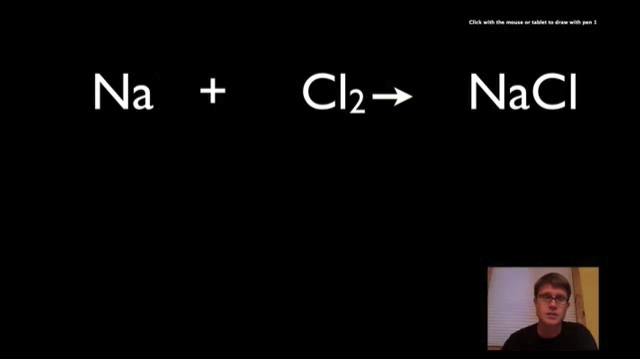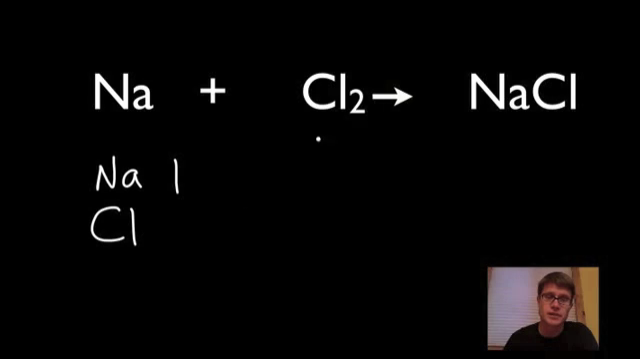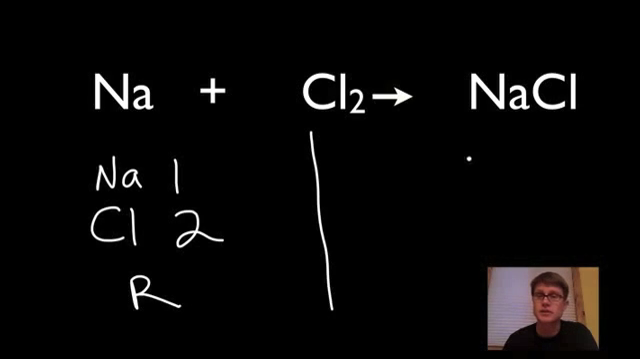On the left side, we've got sodium, we've got chlorine gas, and then we're making table salt. If you want to write this out, you could. We've got Na, and I've got 1 of those. I've got chlorine on the left side, and I've got 2 of those. So that's on the left side, that's on the reactant side. Now let's go to the product side.